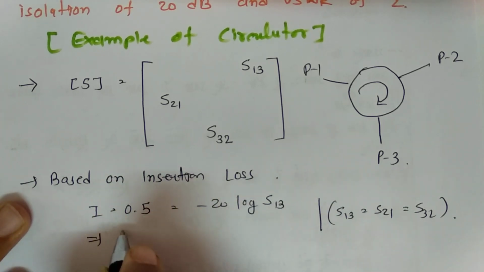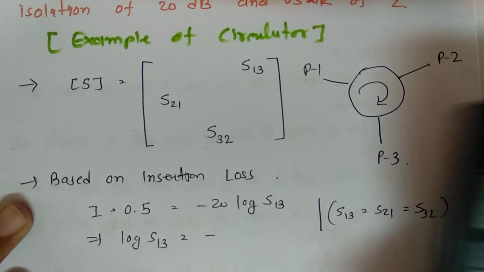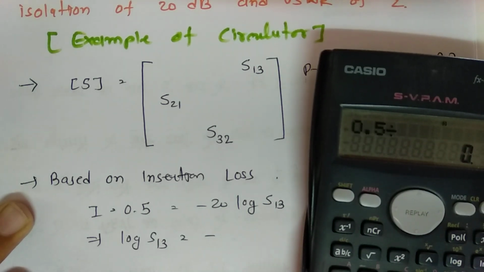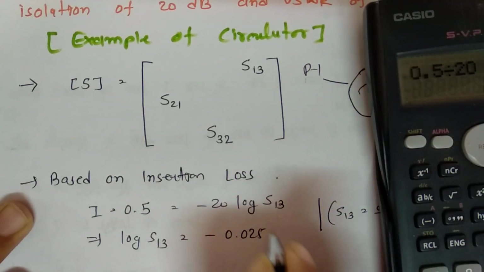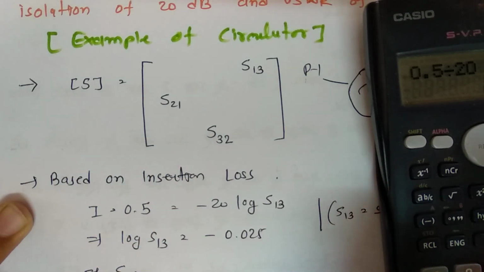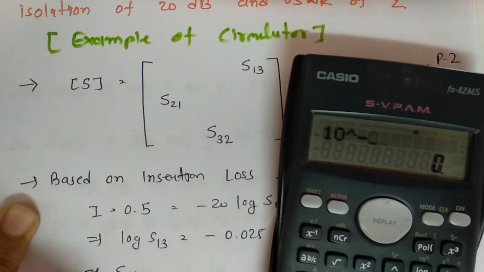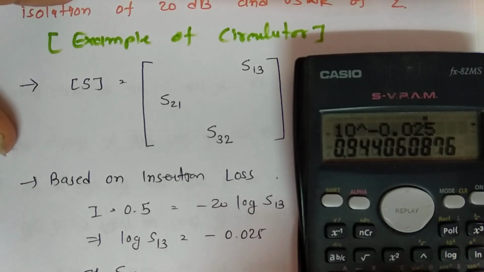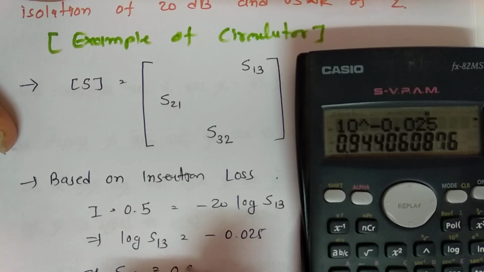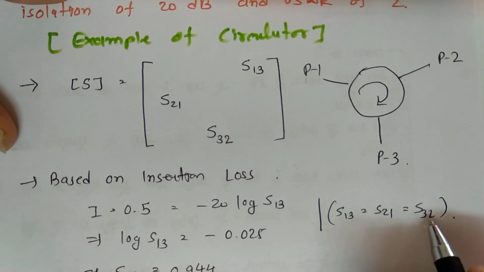So here we can say log of S13 is minus 0.5 divided by 20, so minus 0.025. So S13 will be 10 to the power minus 0.025, so 0.944. So S13 is 0.944. It means we have S13, S21 and S32, each 0.944.